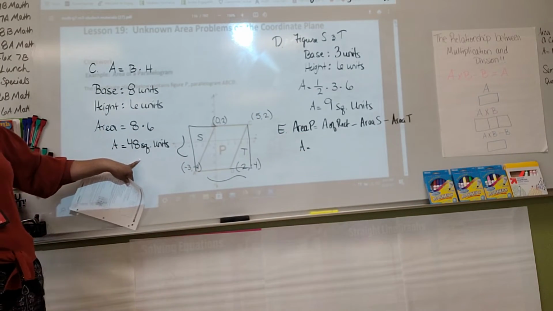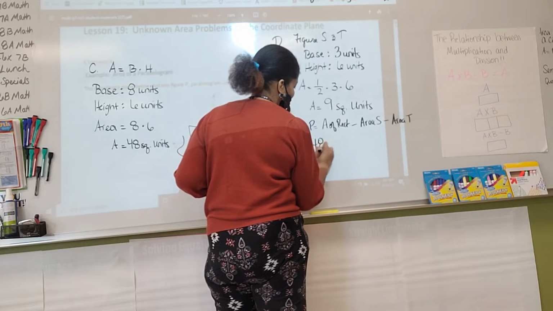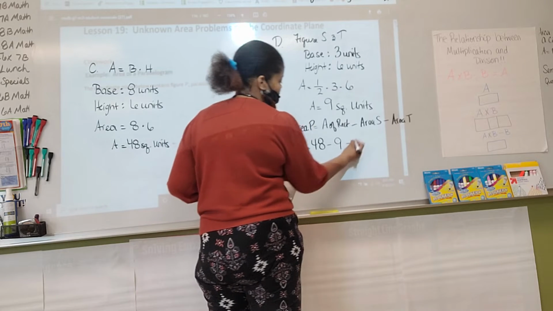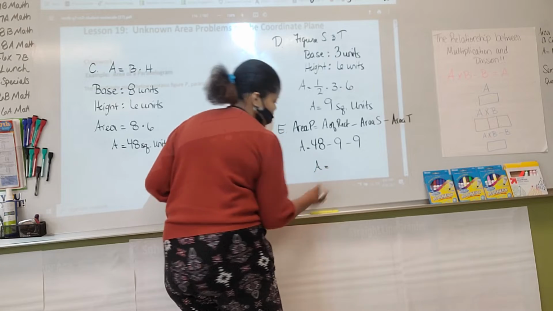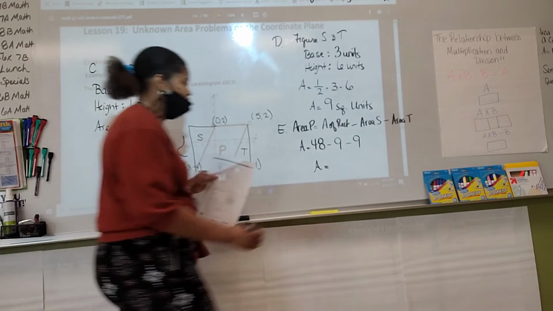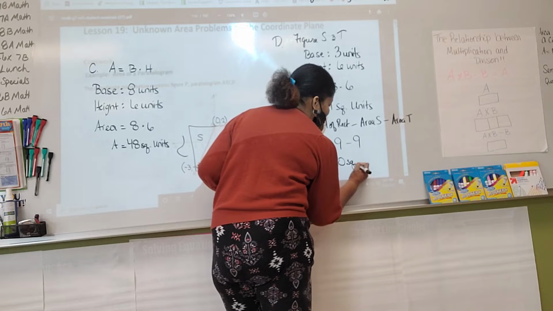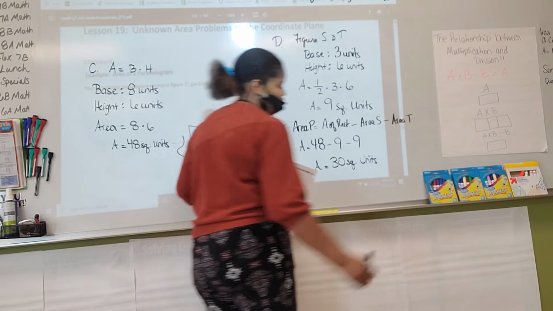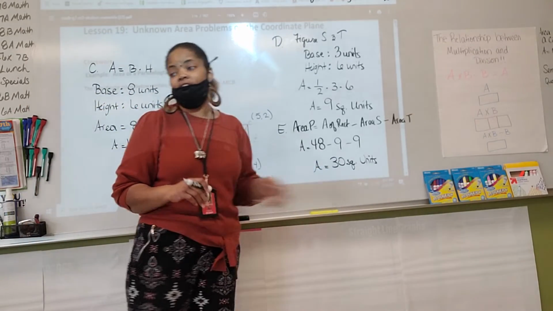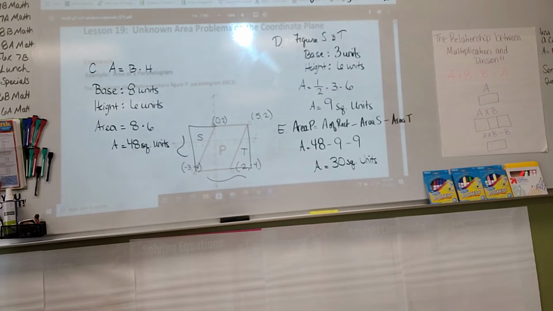So therefore, my area will equal, what is the area of the rectangle? 48. What is the area of S? 9. What is the area of T? And what does that equal? Did I say 30? 30. Thank you. 30 square units. So the area of parallelogram A, B, C, and D is 30 square units. Before we move on, is there any questions? All right. Let's keep going.